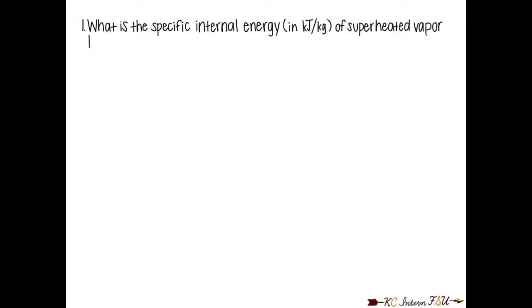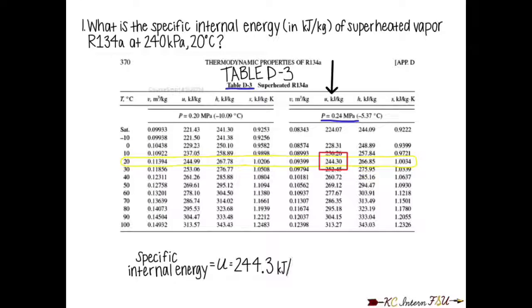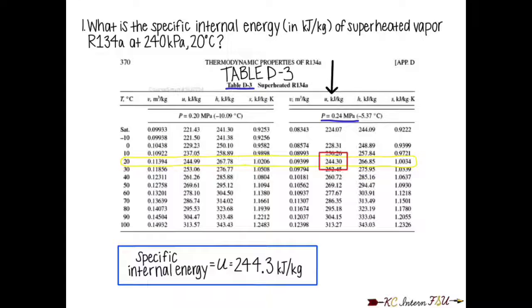Question 1. What is the specific internal energy in kilojoules over kilogram of superheated vapor R134A at 240 kilopascals, 20 degrees Celsius? We will use table D3 since we are looking at R134A and its phase is superheated vapor. Locating a temperature of 20 degrees Celsius and a pressure of 240 kilopascals, the specific internal energy can be determined. In this case, the specific internal energy was found to be 244.3 kilojoules over kilogram.